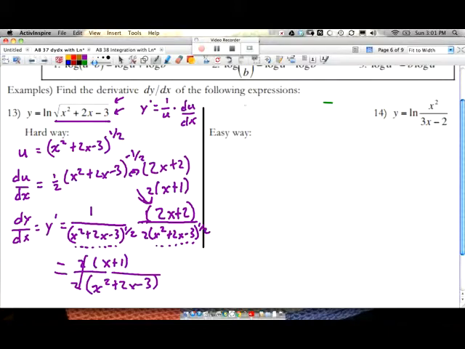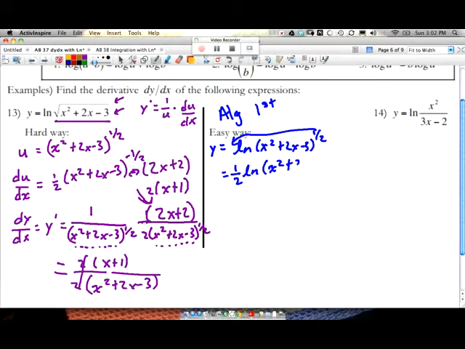And here it comes. So the easy way, this is doing algebra first. It's just manipulating the equation to get it to an easier format so that when you take the derivative, you have fewer layers to deal with. So what we're going to say is y equals, pardon me, we need the natural log in there. Natural log of x squared plus 2x minus 3 to the 1/2. Then we're going to drop that 1/2 power out front. That gives me 1/2 times natural log of x squared plus 2x minus 3.